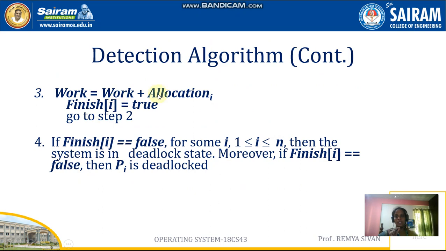Work is equal to work plus allocation. Update your work with the work plus allocation. Finish of i is equal to true. And you have to repeat step 2 and step 3 for the number of processes. I'll explain the example, then you will get a better understanding of the algorithm.